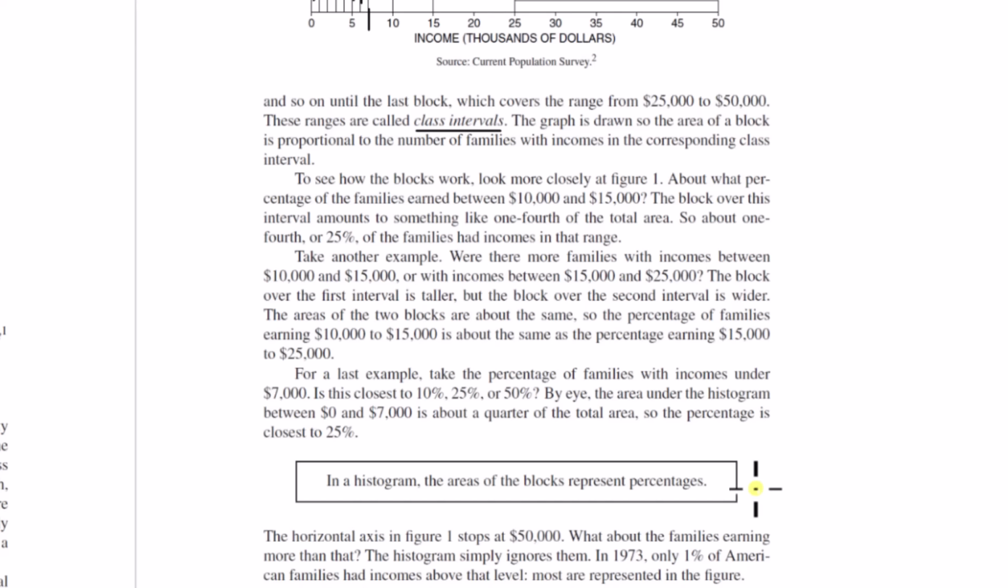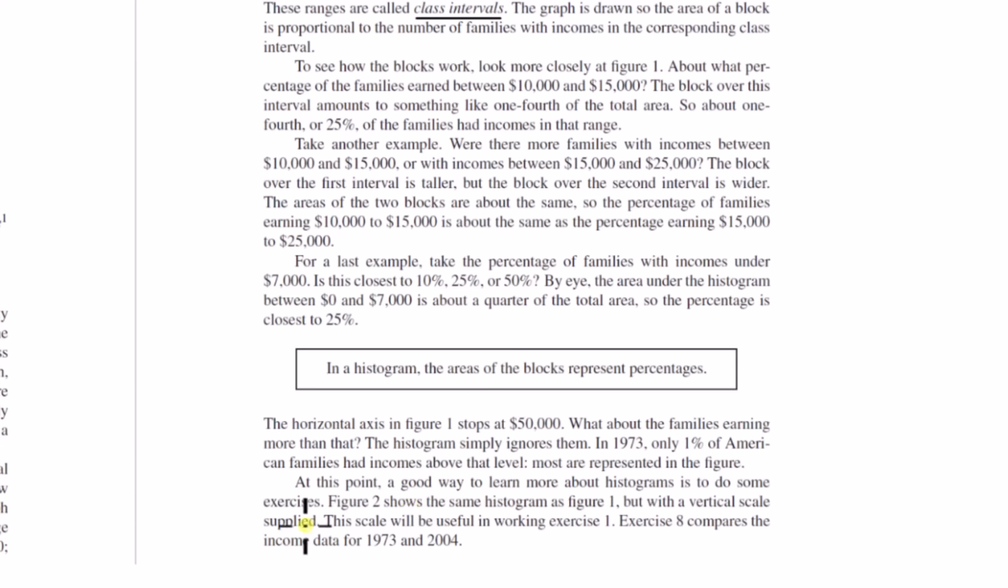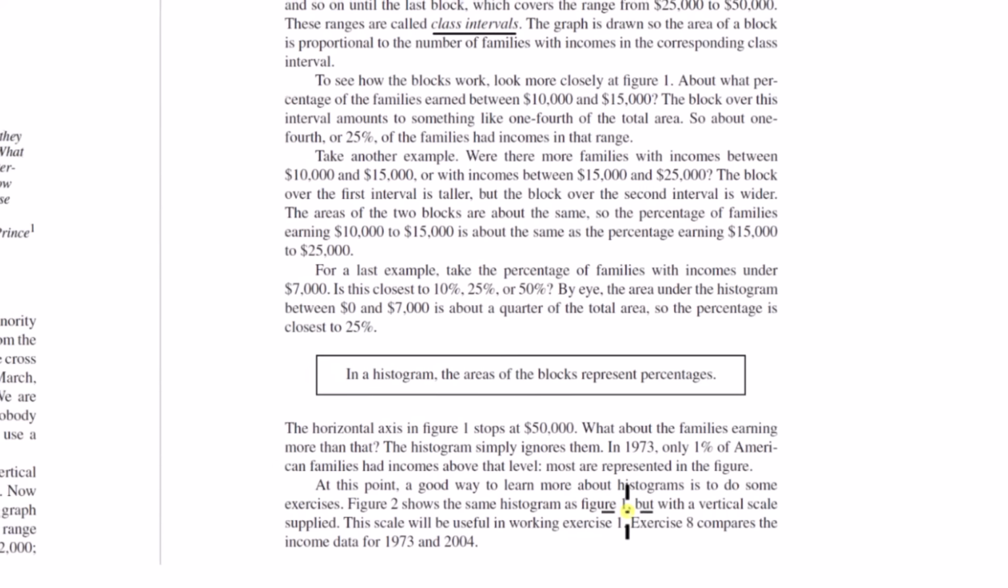The reason is that the areas of the blocks are proportional to the number of data points within that interval. So the first two points, the class interval widths and the vertical scale, aren't requirements. But the areas of the blocks representing percentages, because the areas are proportional to the number of data points within that interval, is a requirement of a histogram. Okay, so now we're going to work a few example problems. Figure 2 shows the same histogram as Figure 1, but with a vertical scale supplied.